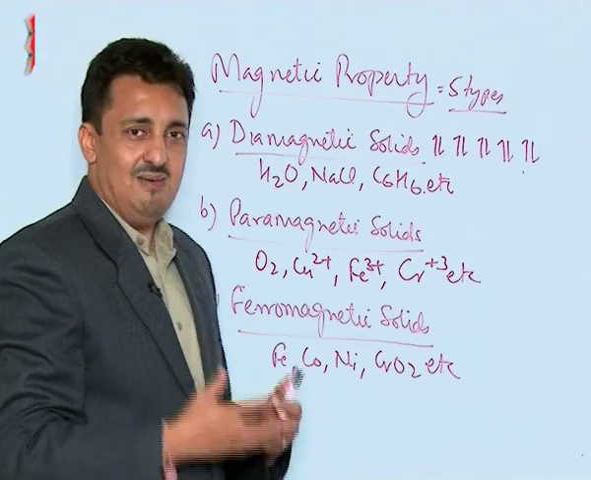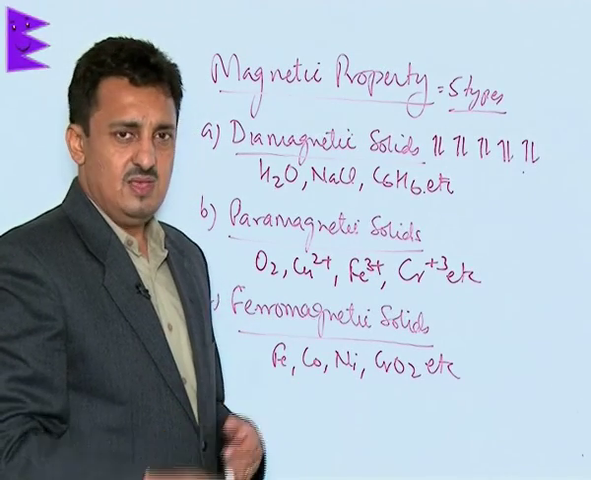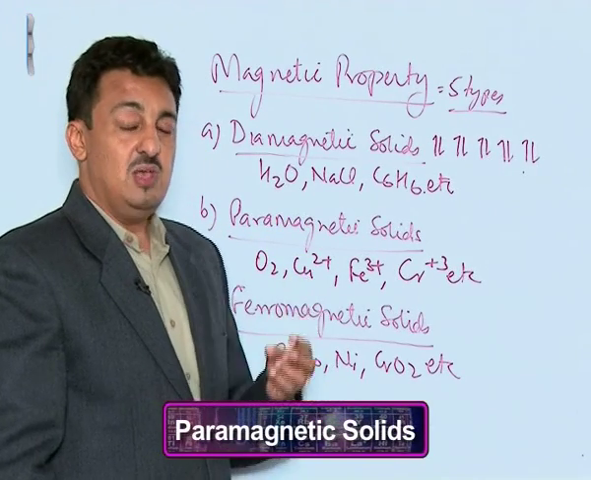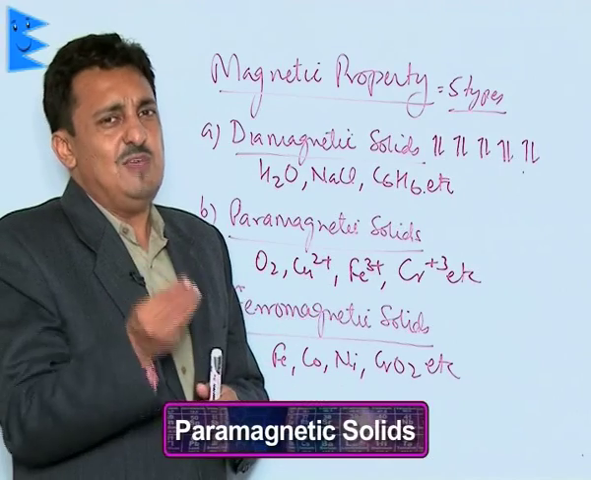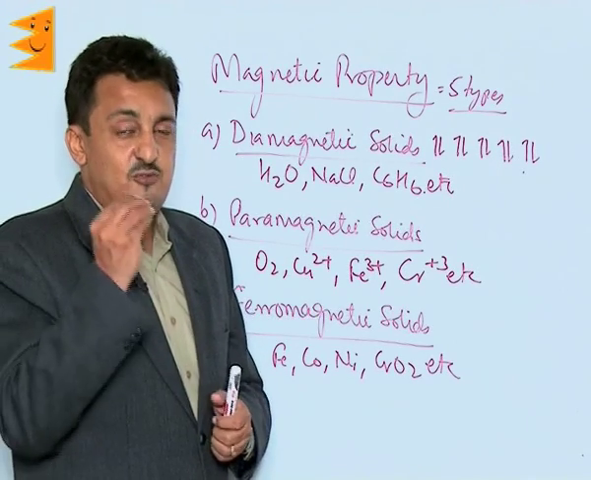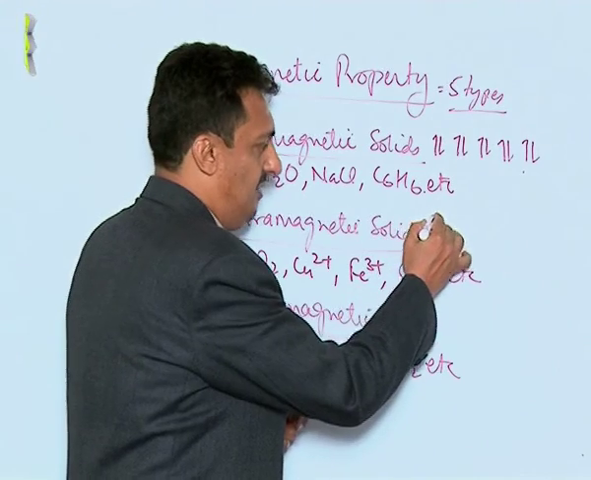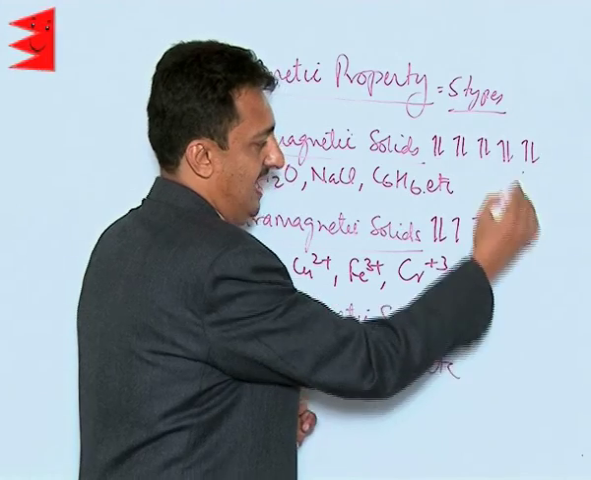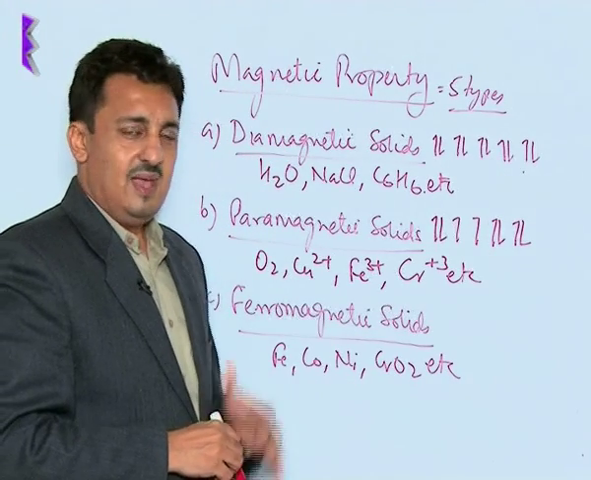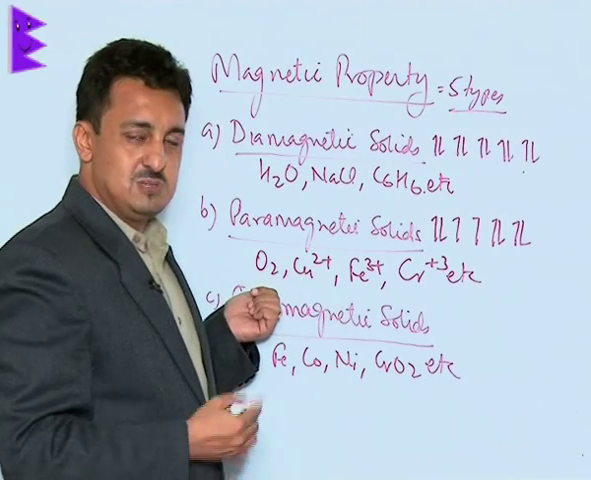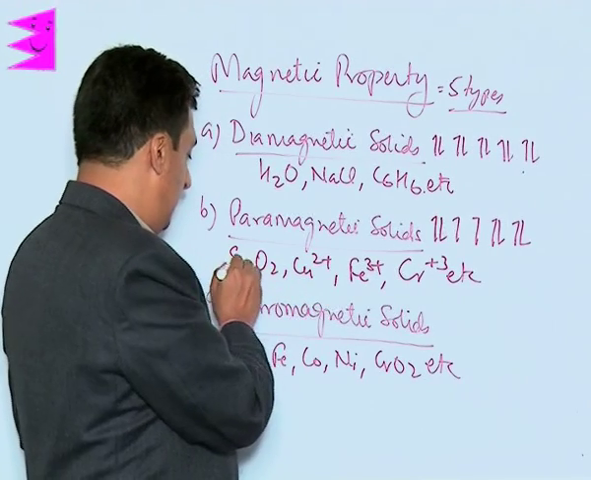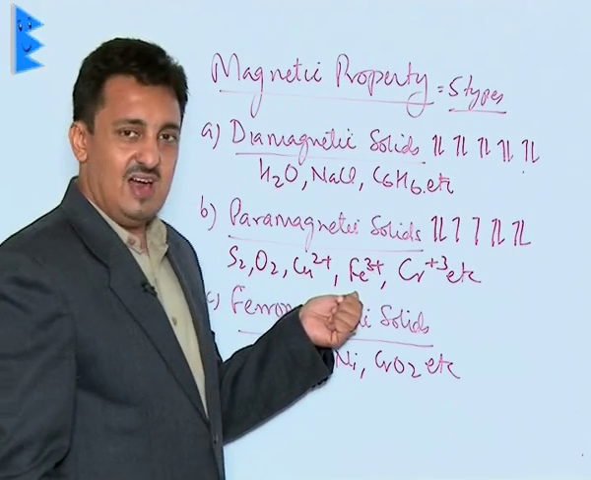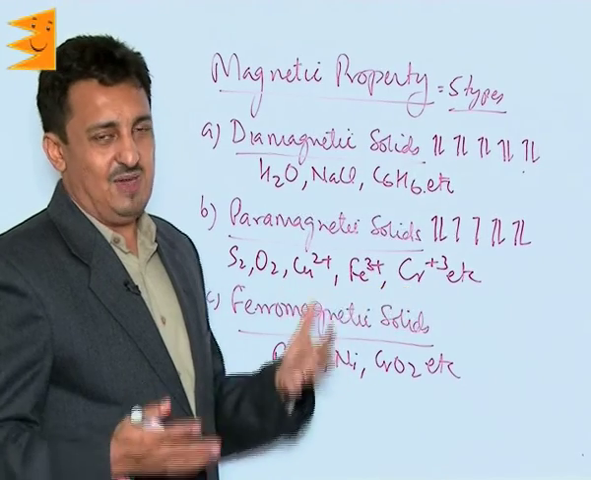All are diamagnetic solids. Let us move to the second category, paramagnetic solids. These are those solids which when placed in external magnetic field get feebly attracted because they contain few unpaired electrons and the rest of their electrons are paired. It's almost like this. Examples include oxygen, which is paramagnetic, sulfur S2 in the gaseous state, cupric ions, ferric ions, chromium 3 plus, all are paramagnetic in nature.